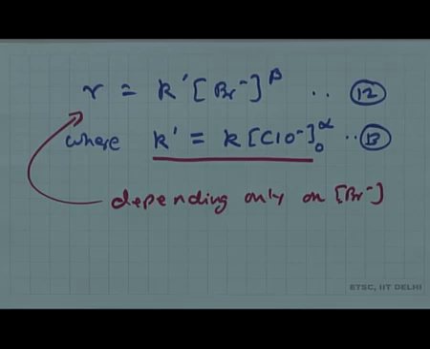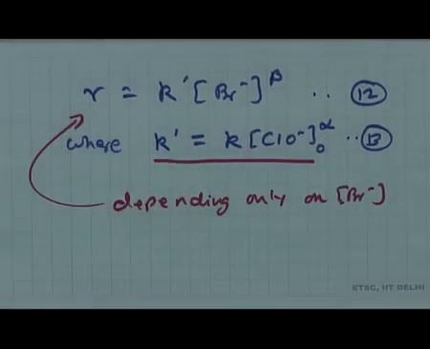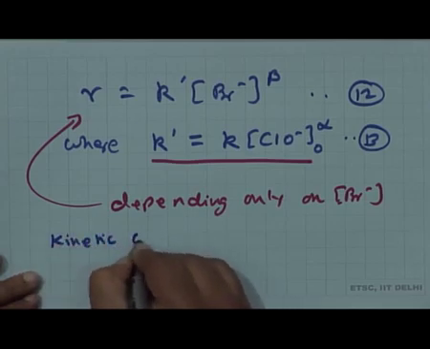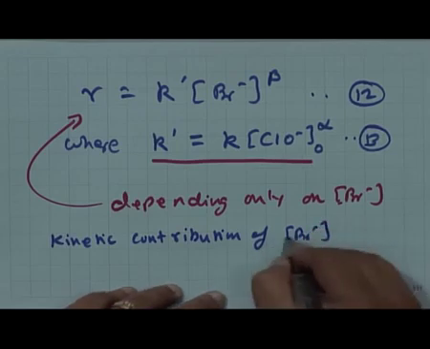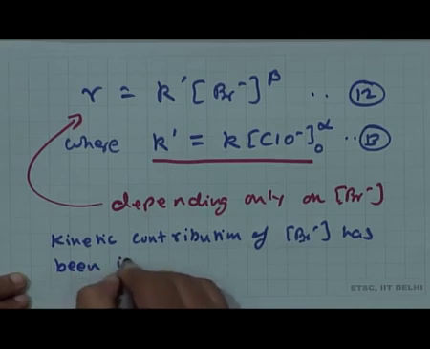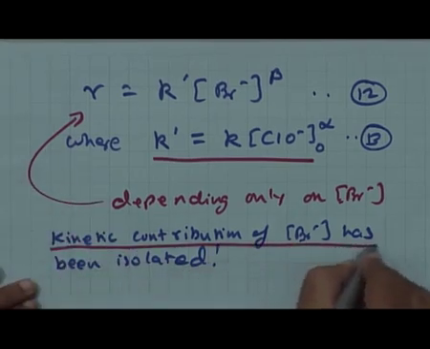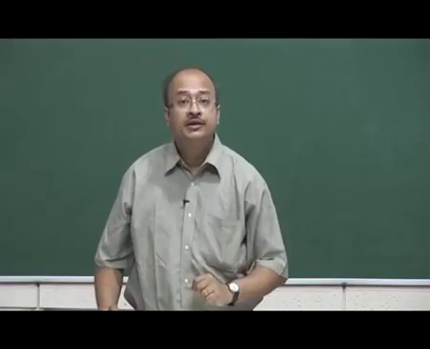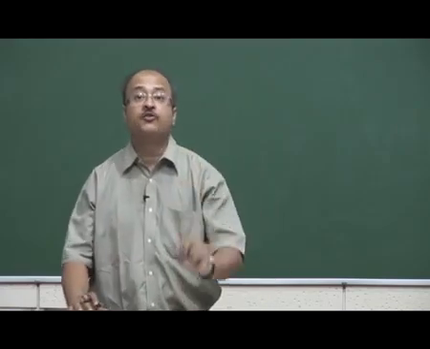And having said that the rate is now dependent only on Br minus, because the other one was in huge excess, we say that, now mark these words, the kinetic contribution of this Br minus concentration has been isolated. Okay. The kinetic contribution of Br minus has been isolated. So, that means I have kept the other reactant in such huge excess that now the reaction rate is depending on Br minus exclusively, and that is how you have isolated the effect of Br minus.